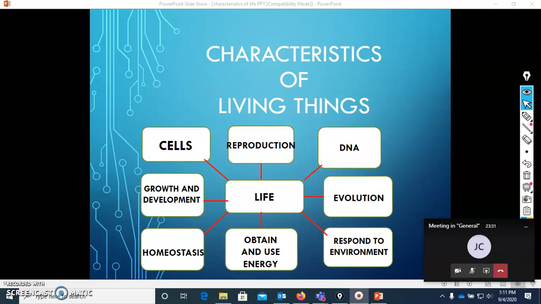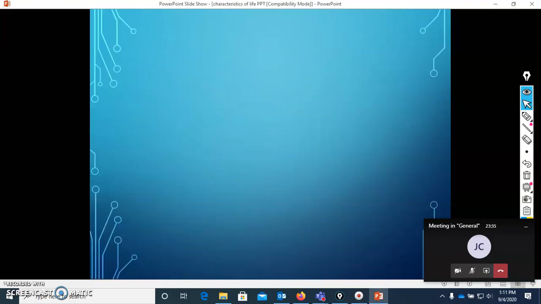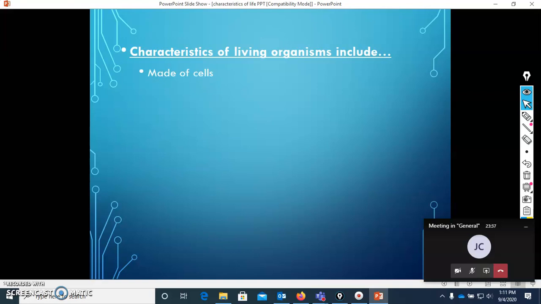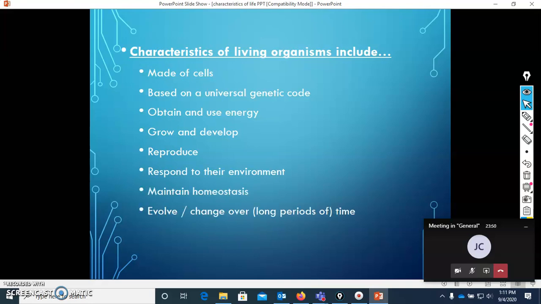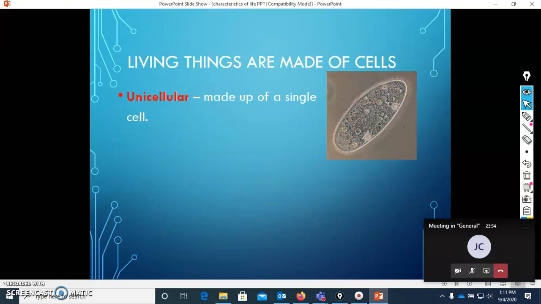We're going to be talking about the 8 characteristics of life today. First, they are made of cells. They are all based on a universal genetic code, which is DNA. They can obtain and use energy. They grow and develop. They reproduce, respond to their environment, maintain homeostasis, and then evolve and change over long periods of time. Our first one we're talking about is that living things are made of cells.